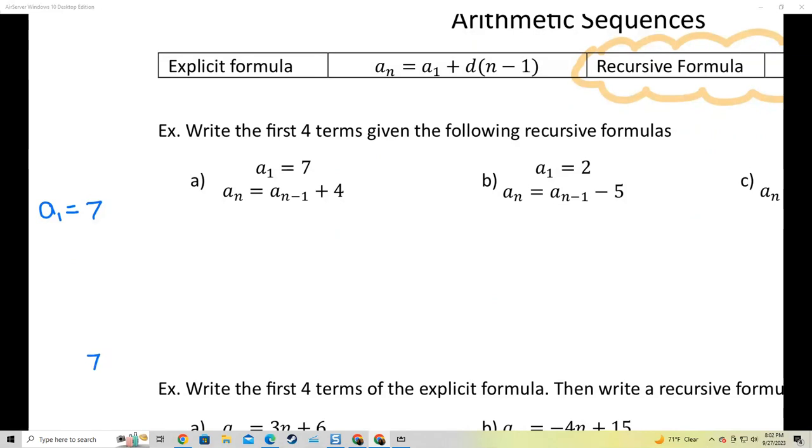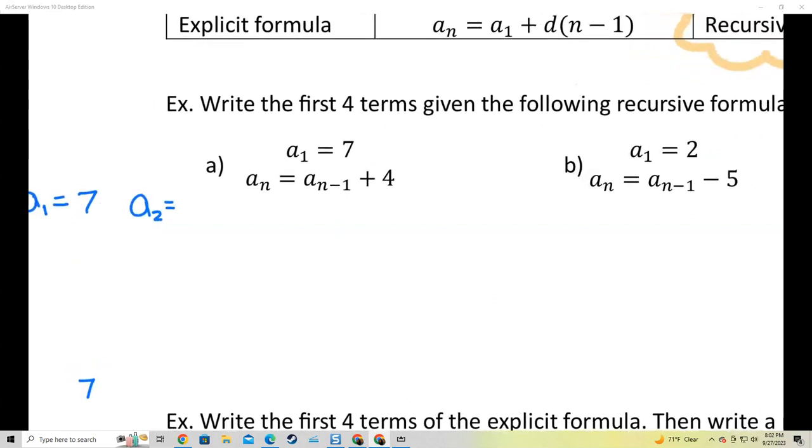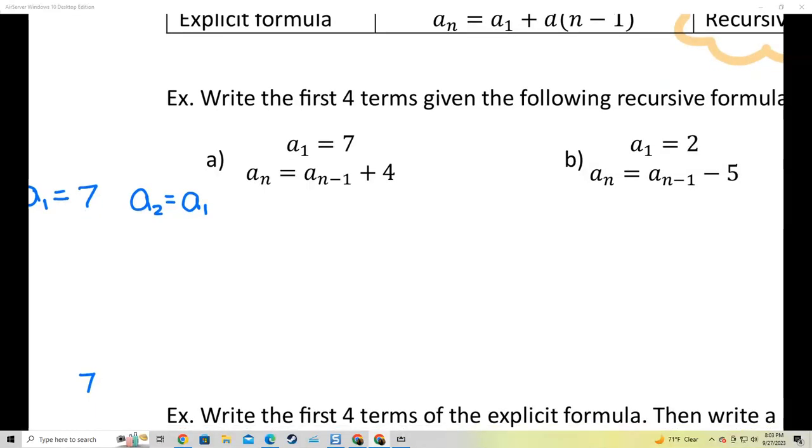For the second term, remember right now my n is 2. In order to get my second term, this says I need to get the a sub n minus 1. That is to say, I need to get my previous term. If I'm looking for the second term, then a sub n minus 1 must be the previous term. That means this must be a sub 1, because that's the term that came before the second term. It was my first term, and what I'm going to do with that is add 4.